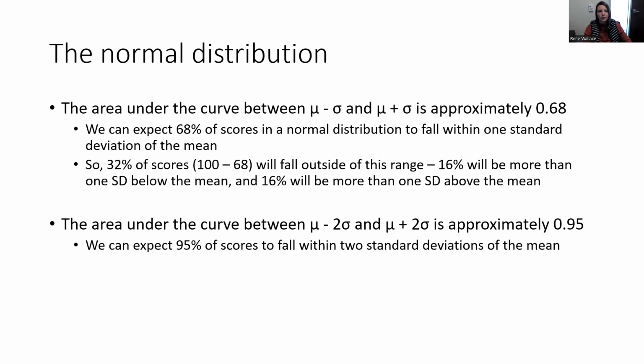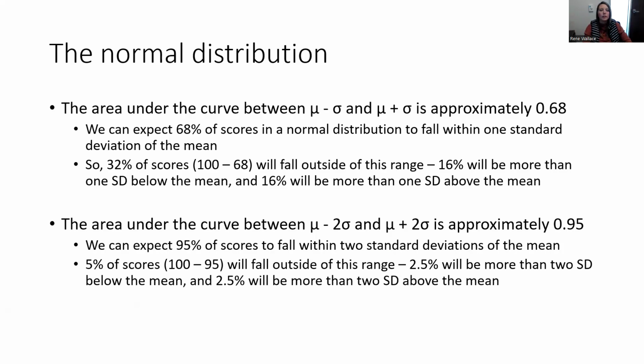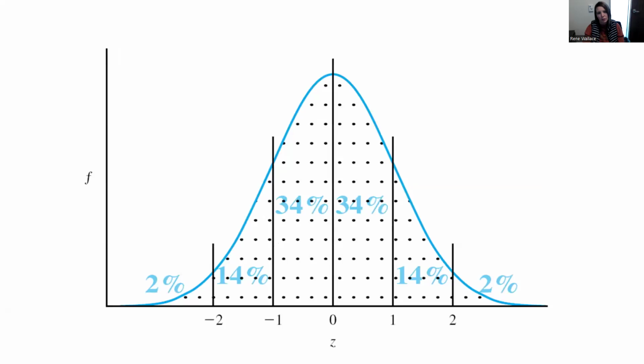The area under the curve between -2 and +2 standard deviations is approximately 0.95, or 95%. We can expect that 95% of scores will fall within two standard deviations of the mean. 5% of scores, so 100 minus 95, will fall outside of this range, which means 2.5% will be more than two standard deviations below the mean, and 2.5% will be more than two standard deviations above the mean. So what does that look like?